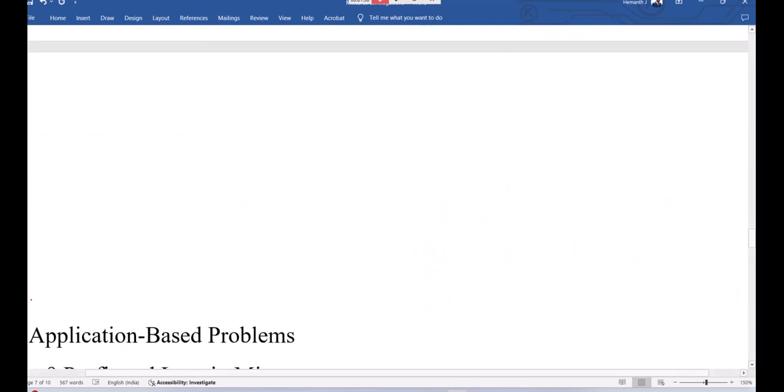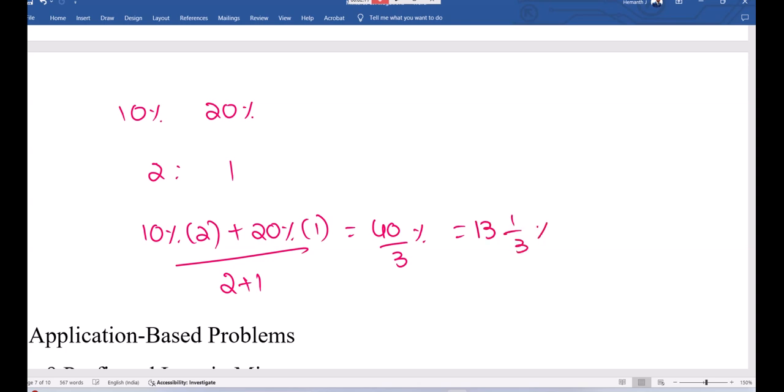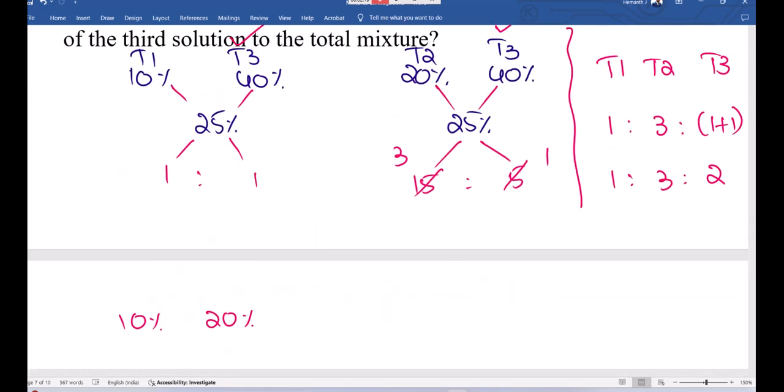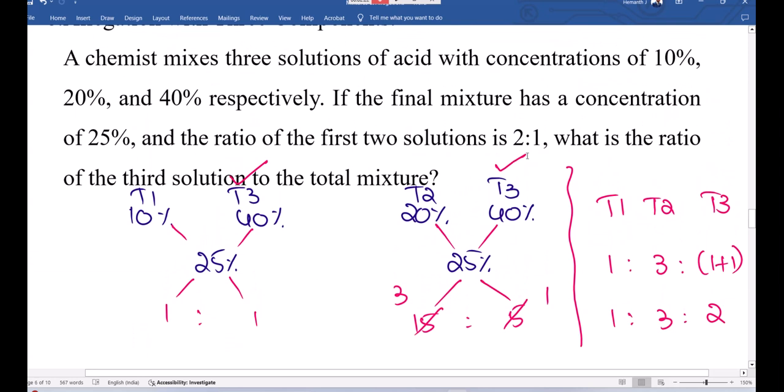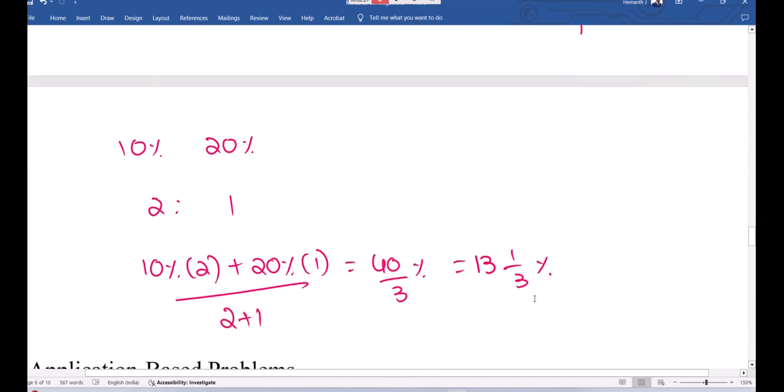Okay, this question slightly changes the condition. The first two are 2:1, so 10% and 20%. This is 2:1, which means the result will be 10% into 2 plus 20% into 1, divided by 2 plus 1, which is 40 divided by 3, which is 13 1 by 3%. Now 13 1 by 3 should be mixed with 40, and the result should be 25. This question is in that way. It's not about all three at a time. They said the first two solutions should be 2:1. I'm taking 10 and 20 as the first two solutions. Mixing in 2:1 will generate 13 1 by 3.